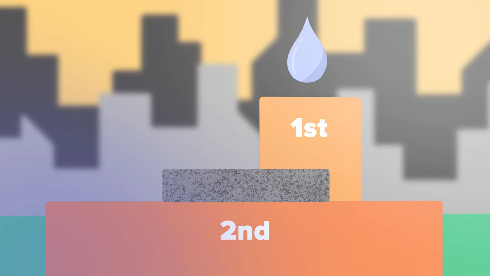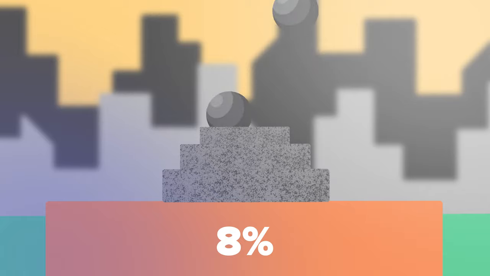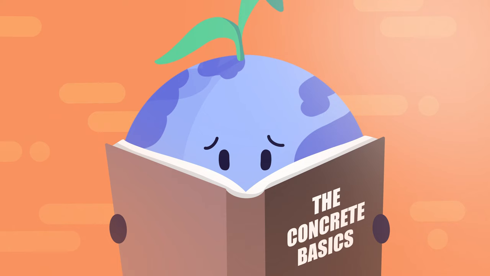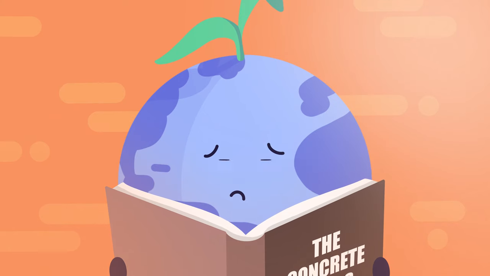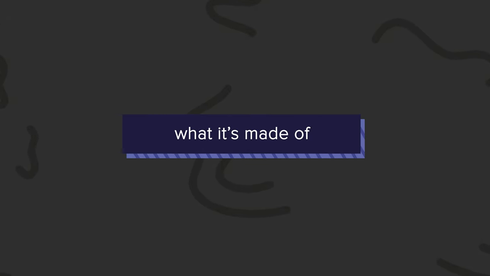Worldwide demand for concrete is huge. It's actually second only to water. Unfortunately, concrete production is responsible for a whopping 8% of global CO2 emissions. Why does making concrete generate so much greenhouse gas, you ask? Well, it mostly comes down to what it's made of.